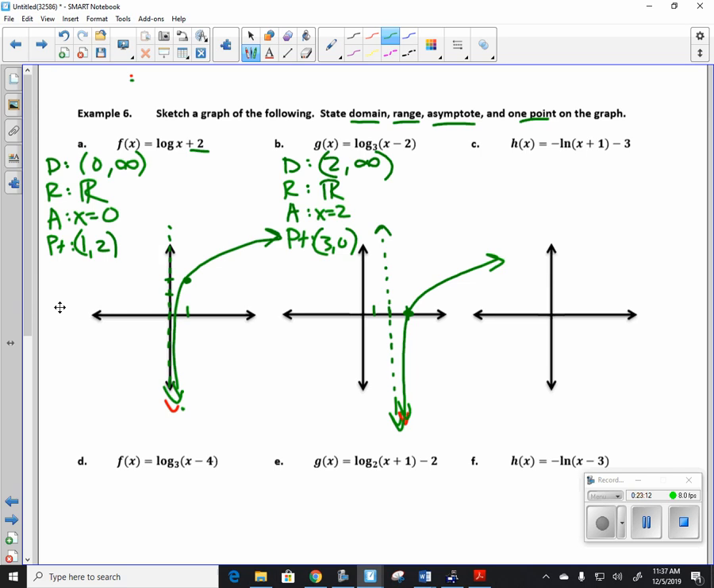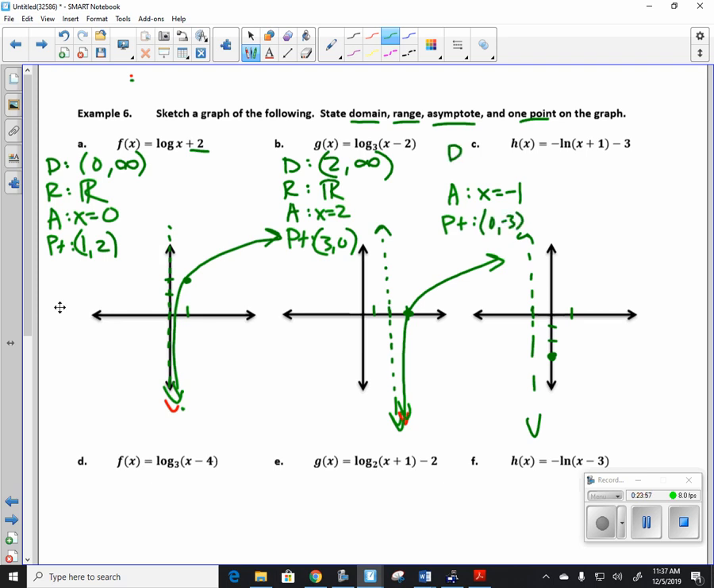The last one, I have 3 transformations. What are the 3 transformations? Down 3, left 1, vertical flip. Okay, we've got all this. Great job. Does the down 3 affect the asymptote? Does the left 1 affect the asymptote? Okay, so I'm going to move the asymptote left 1. The asymptote is x is equal to -1. So if the point used to go through 1, 0, and now it's left 1 and down 3, I'm going to be at 0, -3.